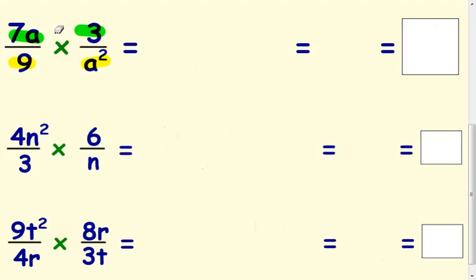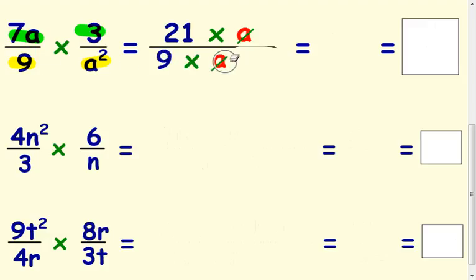So in the top line, we're going to get 3 times 7a, that's 21 times a. And in the bottom line, you can write just 21 with an a next to it. I'm just writing all this to make it easy to understand. The bottom line, we've got 9 lots of a squared. Again, I'm going to write 9 times a times a.